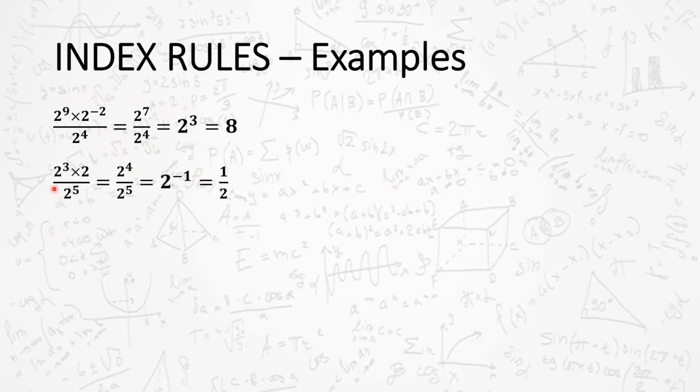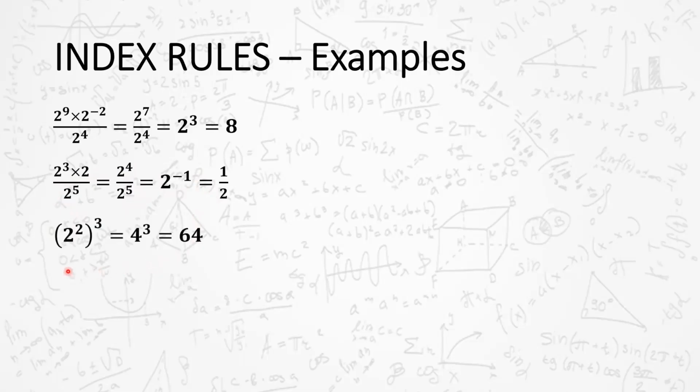Similarly, we have 2 to the power 3 times 2. The numerator gives us 2 to the power 4. Then over 2 to the power 5. So we have 2 to the power 4 minus 5, which gives us minus 1, which is 1 over 2.